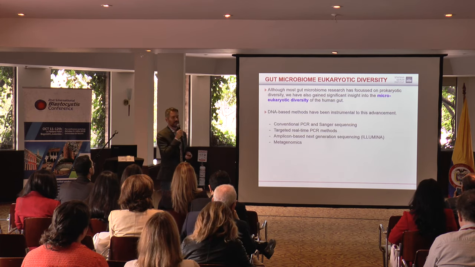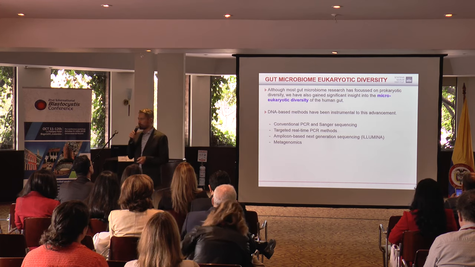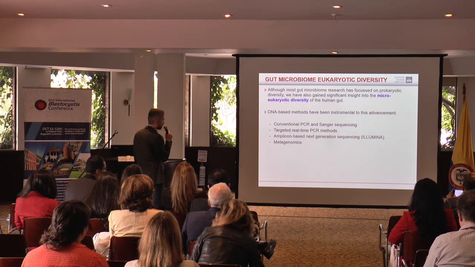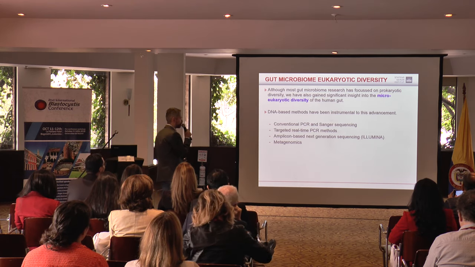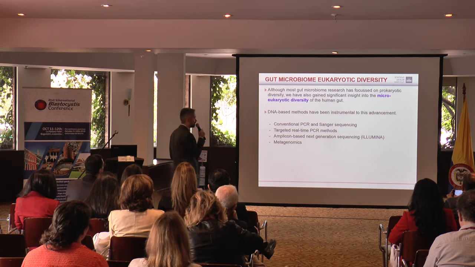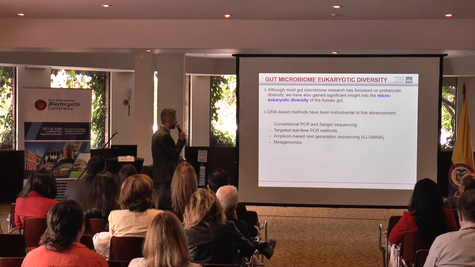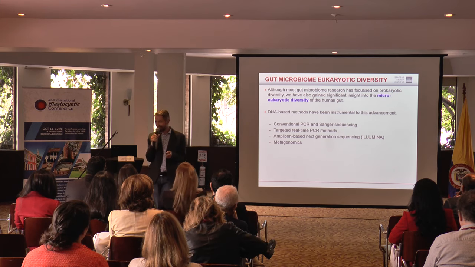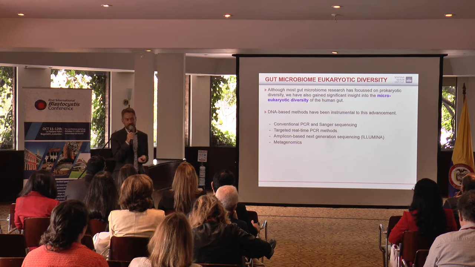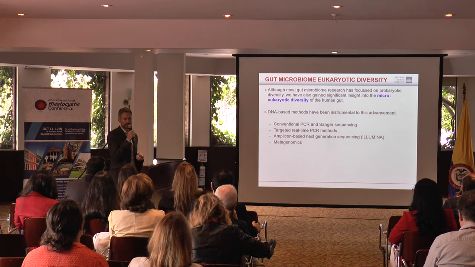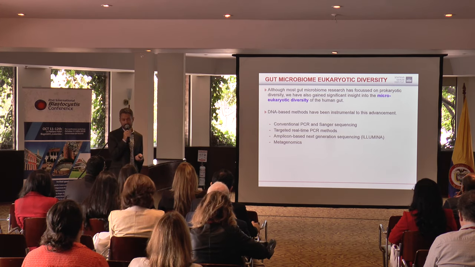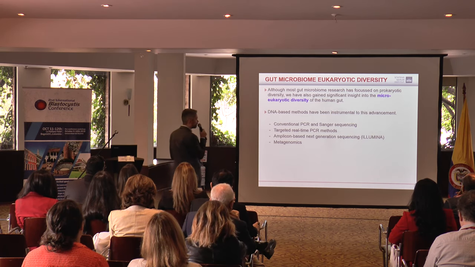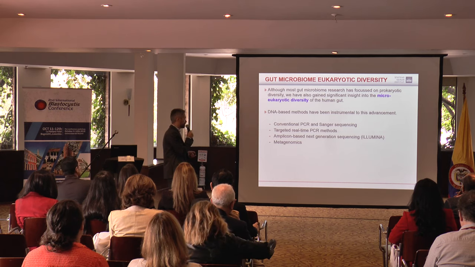So, I'm very interested in mapping the eukaryome. Most gut microbiome research has focused on prokaryotic diversity, but we have also gained significant insight into the micro-eukaryotic diversity of the human gut. Pauline Scanlan, whom I mentioned before, was one of the first to produce papers on this. If you go back to 2008 in the ISME Journal, you'll find a very nice paper by her on the eukaryome.